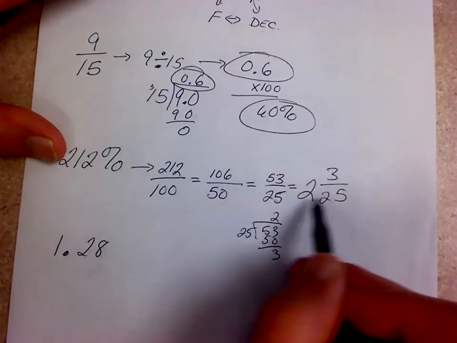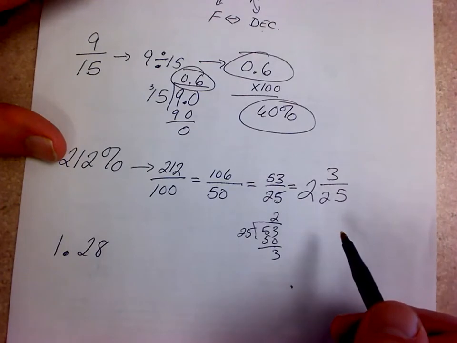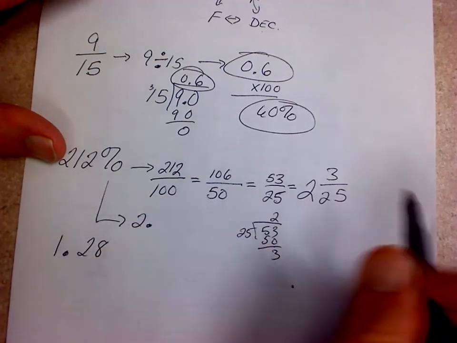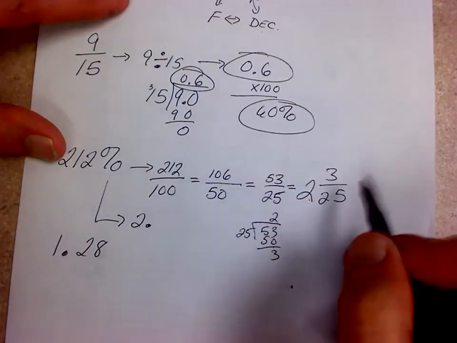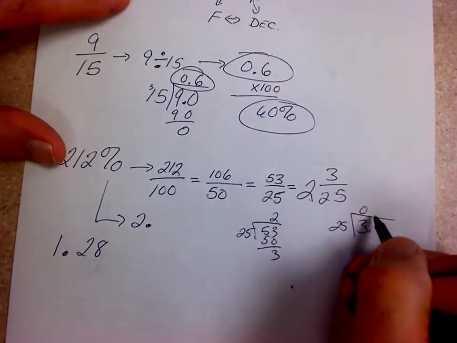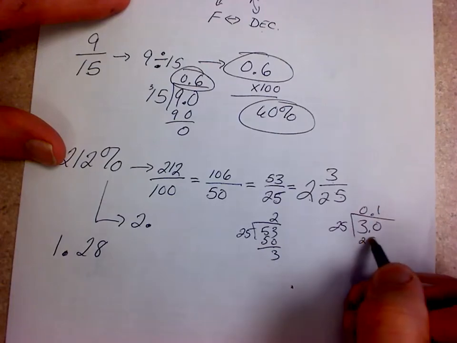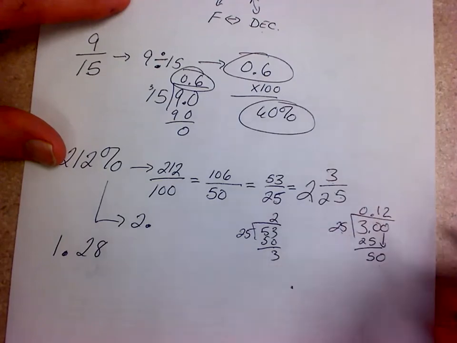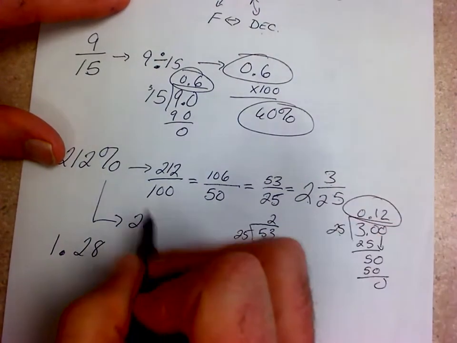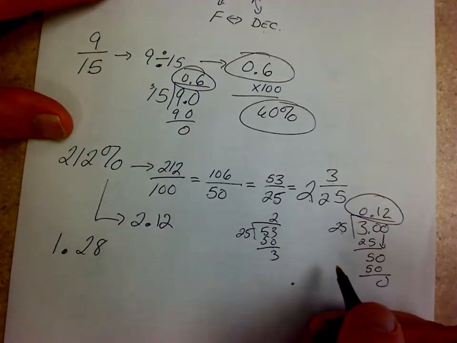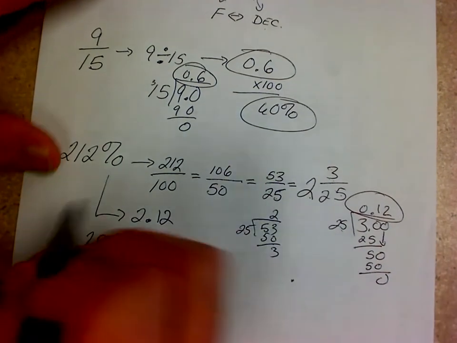So actually we can pick any of these if you wanted to. We know that it's going to be 2 point something. We got a whole number of 2. So 3 divided by 25, one time, 25 goes into 50 twice, so we get a 2.12. Again, long division is not necessary. If you got a calculator, you can do that on your calculator just as quick.